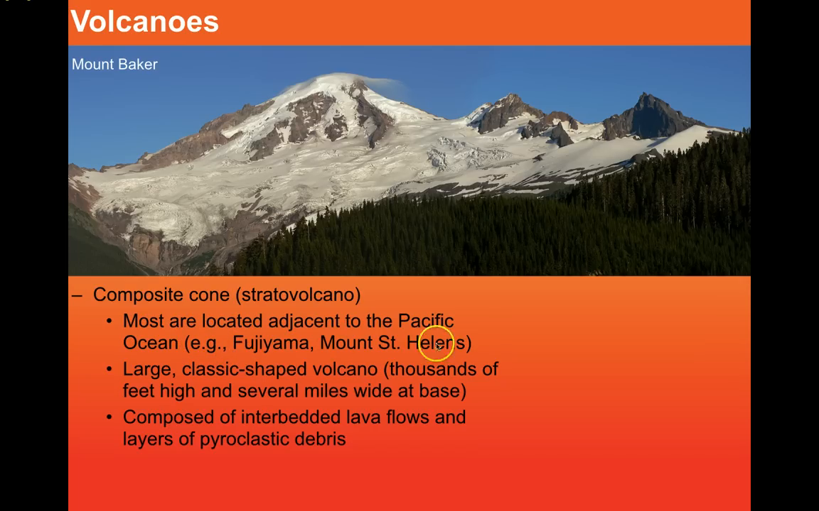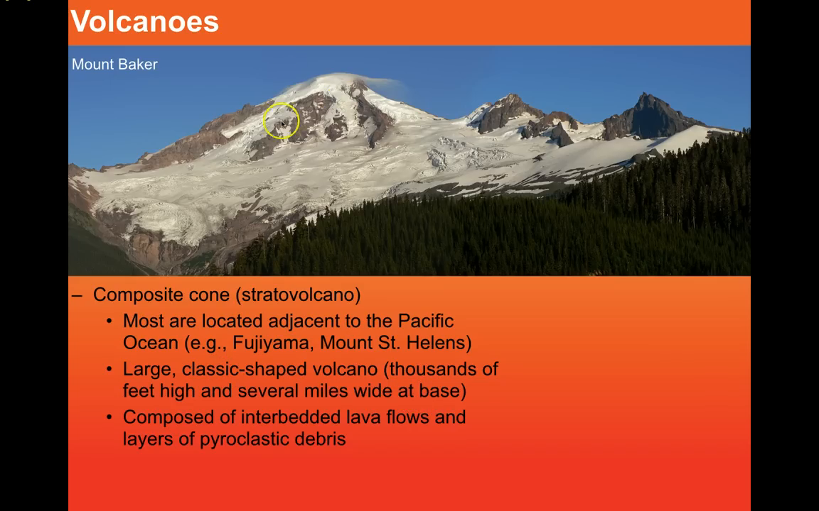Mount St. Helens is probably the most famous American example, though Mount Baker is also very famous. Mammoth Mountain in eastern California is another famous one, as well as Mount Lassen, which erupted at the beginning of the last century. They're large, classic-shaped volcanoes. When people think of dangerous volcanoes, this is usually what they think about. They're thousands of feet high and several miles wide at the base. So they can be large peaks.